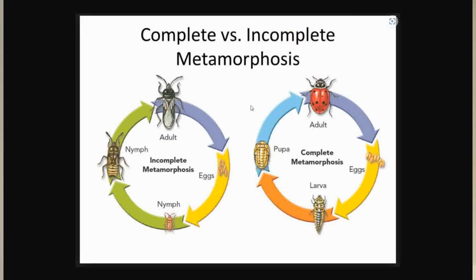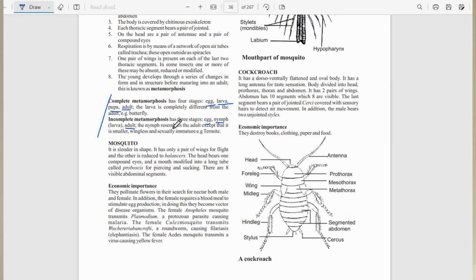So I'll show you this. This is well captured in this image. Sorry, this is the incomplete metamorphosis. It goes from the egg to the nymph, and then you jump straight to the adult. And for the complete metamorphosis, you have the egg to the larva, then the pupa, and it goes to the adult.